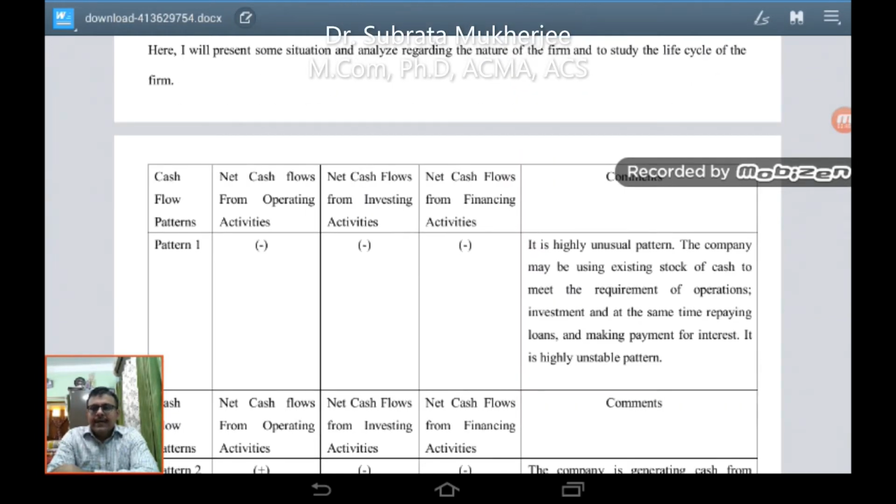When you have a negative cash flow from operating activity, negative cash flow from investment activity and negative cash flow from financing activity. If all three cash flows are negative, it is a highly unusual pattern. The company may be using existing stock of cash to meet the requirement of operations and investments, and at the same time repaying loans and making payment for interest. It is a highly unstable pattern.